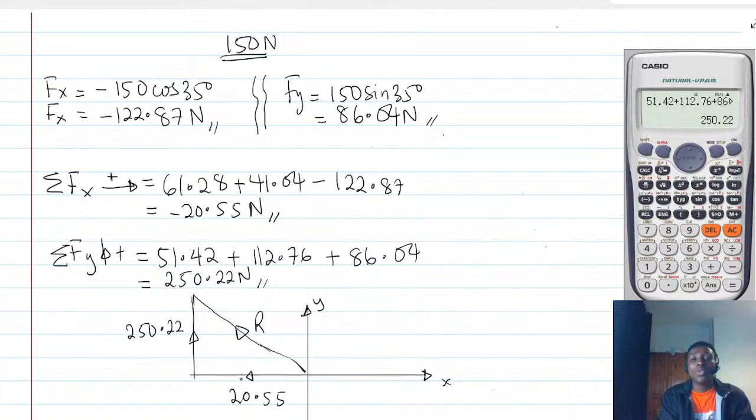Now, at this juncture, we are going to use the Pythagoras theorem. And this is going to be the angle. So now, let's use Pythagoras. Pythagoras is saying that the magnitude of this triangle, which is the square of the hypotenuse, is going to be the sum of the squares of the other sides, which is 20.55 squared plus 250.22 squared. Is that right? So the resultant is nothing but the square root of whatever is here.